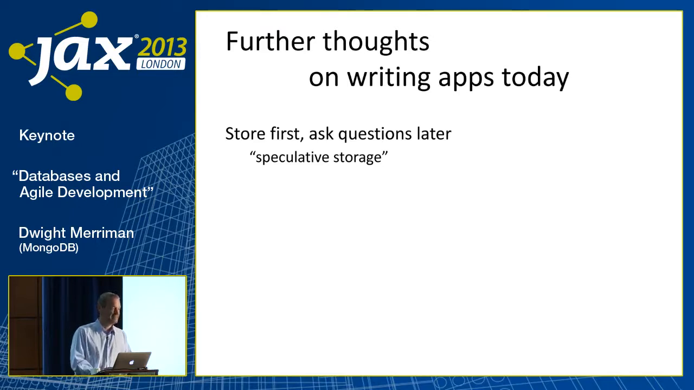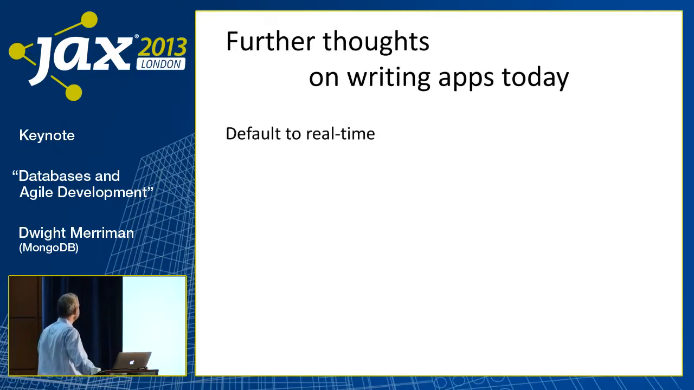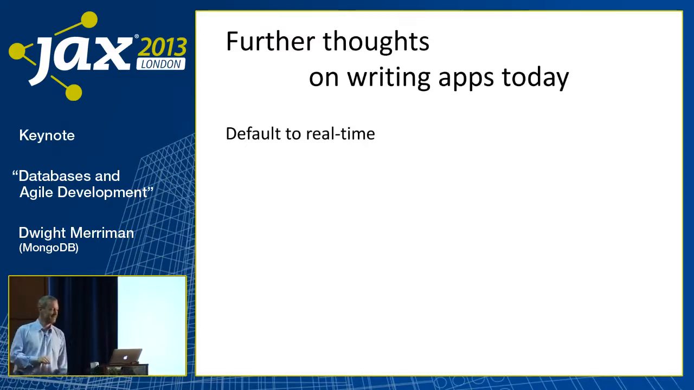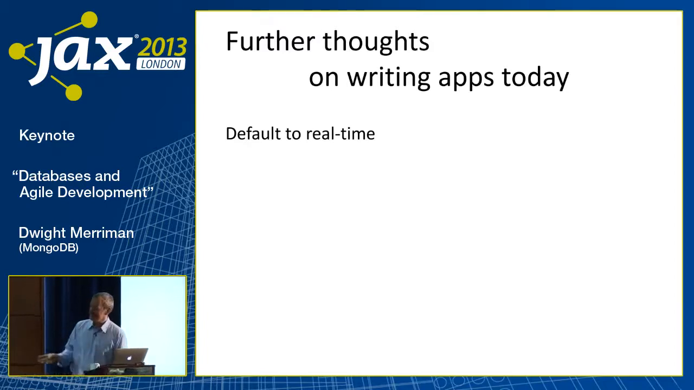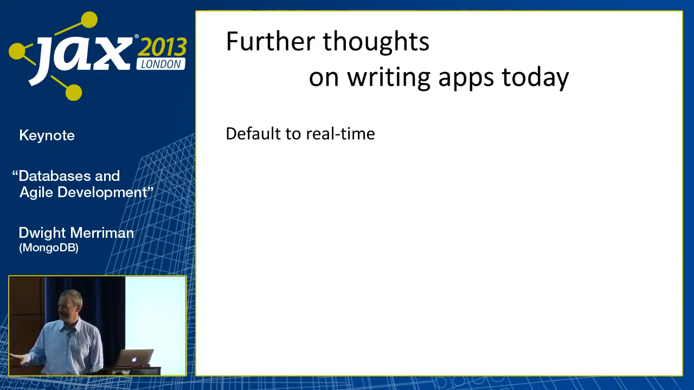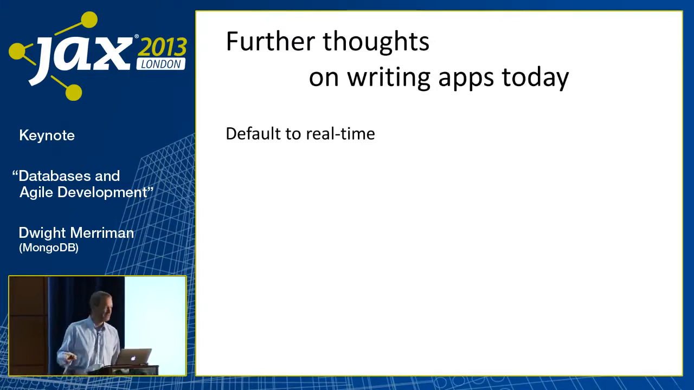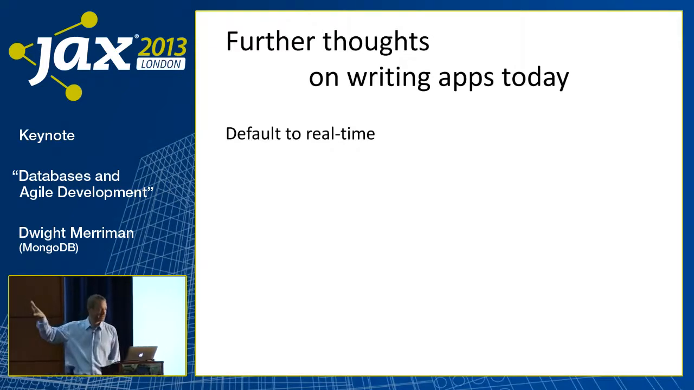Another one, which I think is also an inversion, is default to real time. If we go back in time 20 years, default to real time was definitely not the best practice. The best practice was default to batch, because batch processing is efficient, and real-time processing is inefficient and tends to create random I/O. Computers are expensive, disks are slow, random I/O on disk seeks is slow. So do batch.